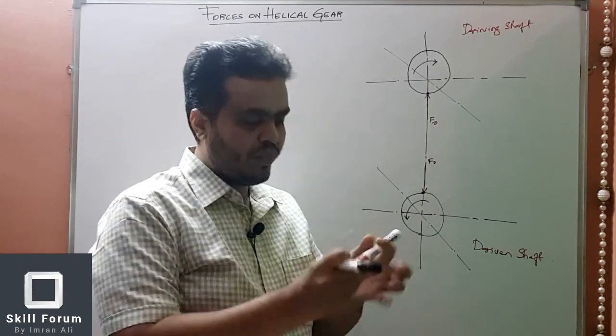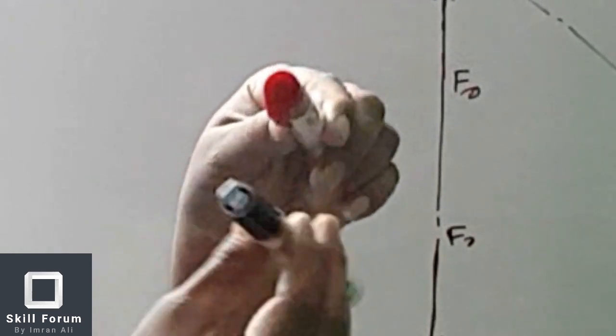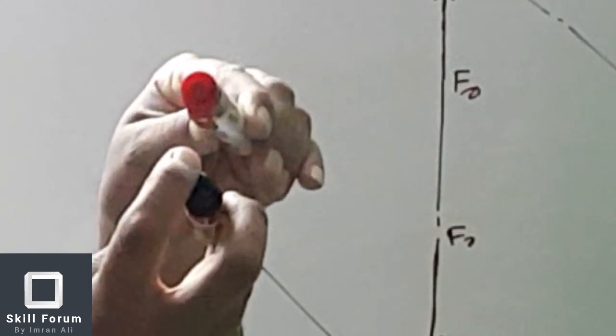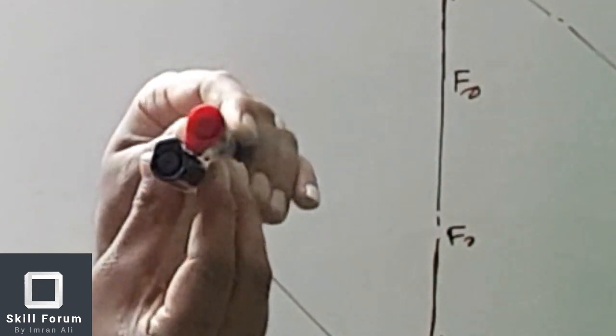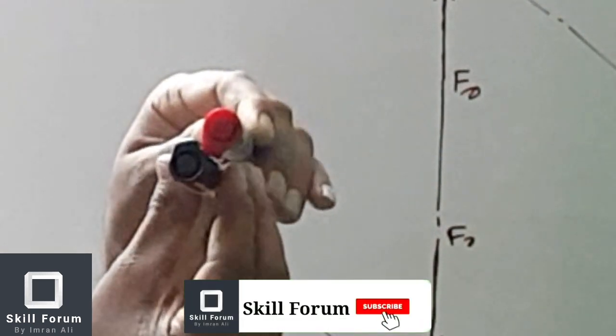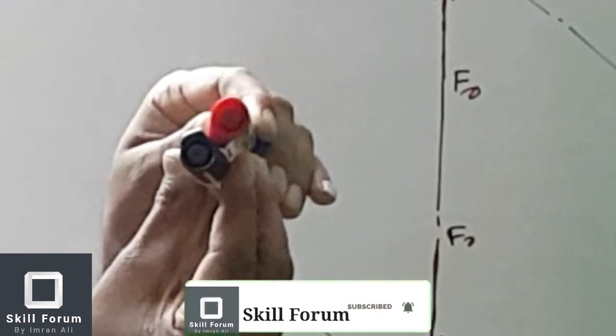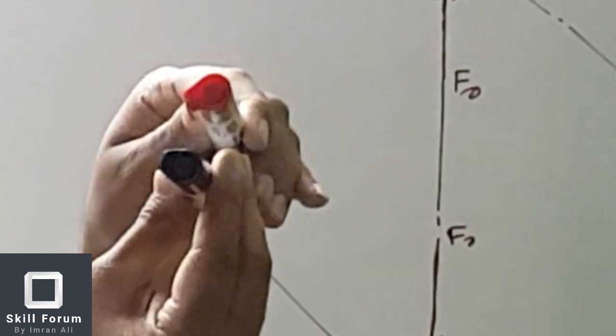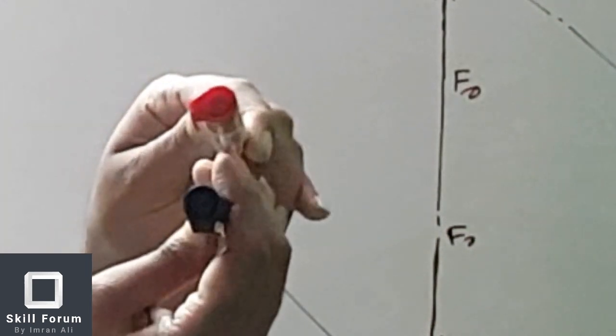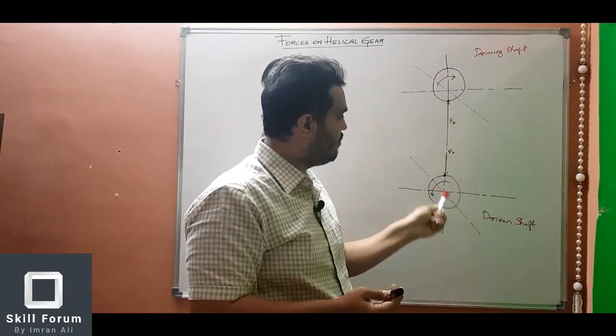I will show you how. Consider this is the driving shaft and this is a driven shaft. Consider these are the teeth, right? If it is rotating in clockwise direction, the driving shaft tends to move the driven shaft, right? So if it is moving in clockwise, the driven shaft will rotate in anti-clockwise direction. Like this I have defined it.